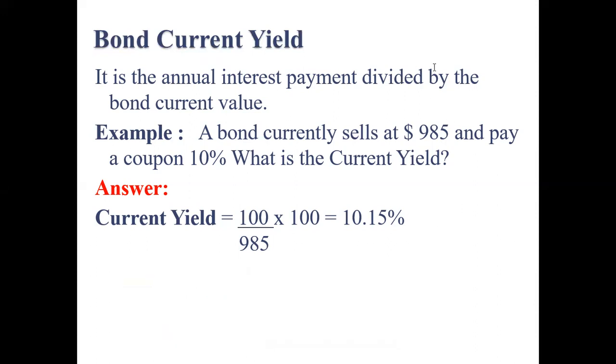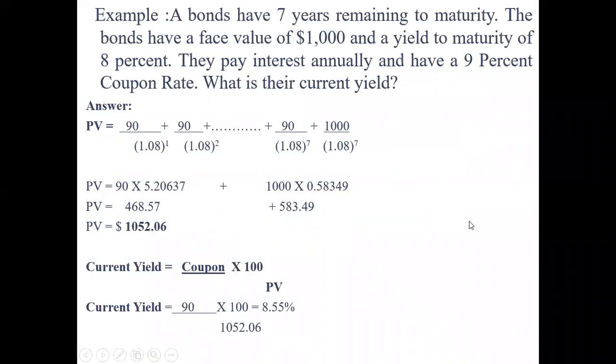So let's see how I can answer a question concerning bond current yield. If I have a bond with 7 years left to maturity, a face value of 1,000, and a yield to maturity of 8%, it is important to differentiate between the 8% and the 9%. The 9% is the coupon rate, so 1,000 times 9% is 90. And the 8% is the market rate that I'm going to discount with. For how long? For 7 coupon values of 90, 90, 90, and for the principal of 1,000, discounted for 7 years to the present.